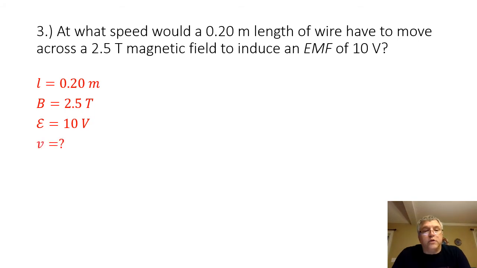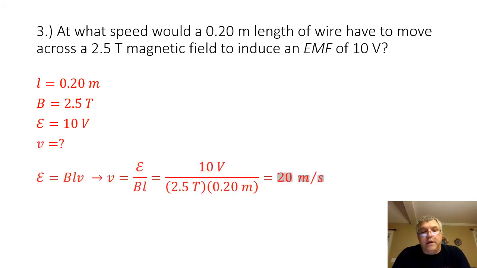So again, we're going to use E equals BLV. In this case, we're solving for V. And we have V is going to equal E divided by B times L. So my electromotive force is 10 volts, my magnetic field is 2.5 Tesla, and the length of the wire is 0.20 meters. I do out that math and I will come up with a velocity of 20 meters per second.